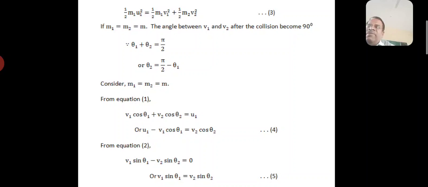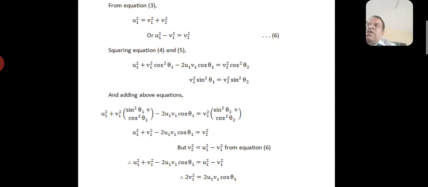Now equation 1 becomes v1 cos theta 1 plus v2 cos theta 2 equals u1. That is, u1 minus v1 cos theta 1 equals v2 cos theta 2. Equation 4. From equation 2, v1 sin theta 1 minus v2 sin theta 2 equals 0. Therefore, v1 sin theta 1 equals v2 sin theta 2, equation 5. Now, from equation 3, u1 square equals v1 square plus v2 square. Therefore, u1 square minus v1 square equals v2 square, equation 6. Squaring equation 4 and 5.